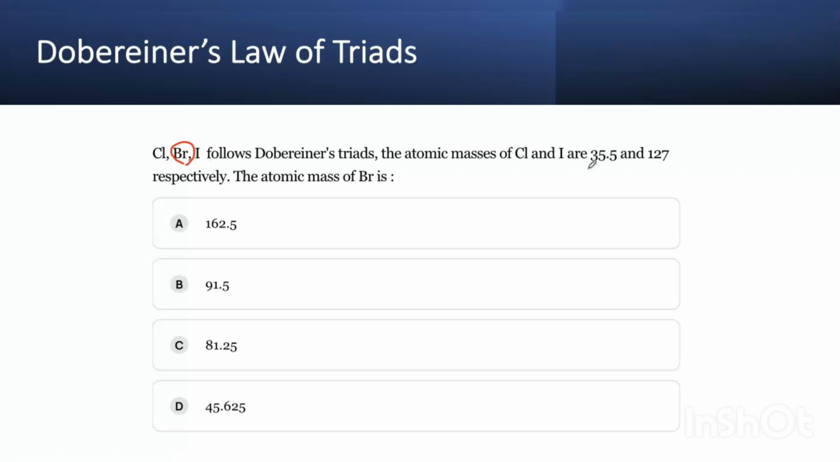So we should take the average of the atomic masses of chlorine and iodine, 35.5 plus 127 divided by 2. So we will be getting an answer which is equal to 81.25. So the atomic mass of bromine will be 81.25.